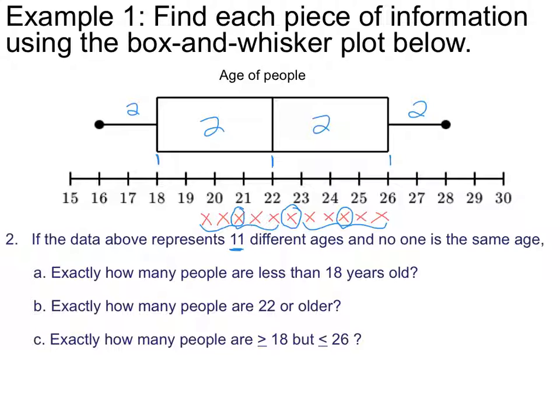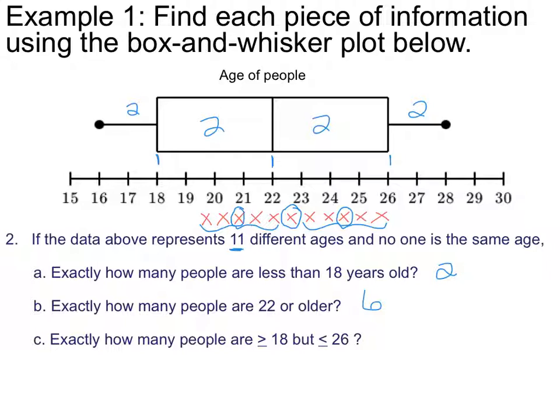So it's going to change the way you answer these questions below because of that 1 person that's represented at your middles. So for letter A, exactly how many people are less than 18 years old? Less than 18 does not include that 1 person that's 18, so this time our answer is going to be 2. B, exactly how many people are 22 or older? So 22 includes that 1 person that's at that median, plus everybody above it. So there's 5 people above it plus that person there. That makes 6. So that's actually the same as the last answer.